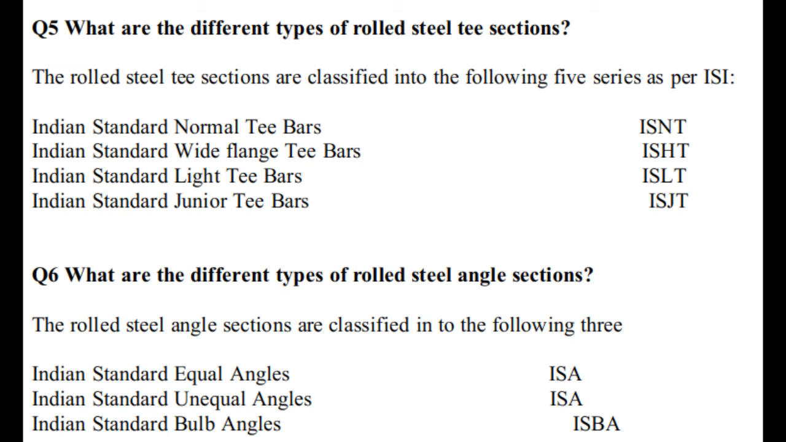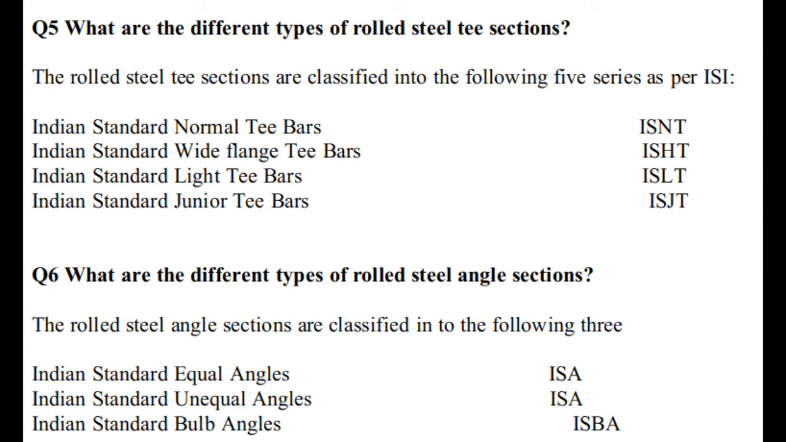Question number 6. What are the different types of rolled steel angle section? The rolled steel angle sections are as follows. ISA stands for Indian Standard Equal or Unequal Angles. Please pay attention, earlier we used to say ISEA. IS means Indian Standard, EA stands for Equal Angle. ISEA means Indian Standard Equal Angle.